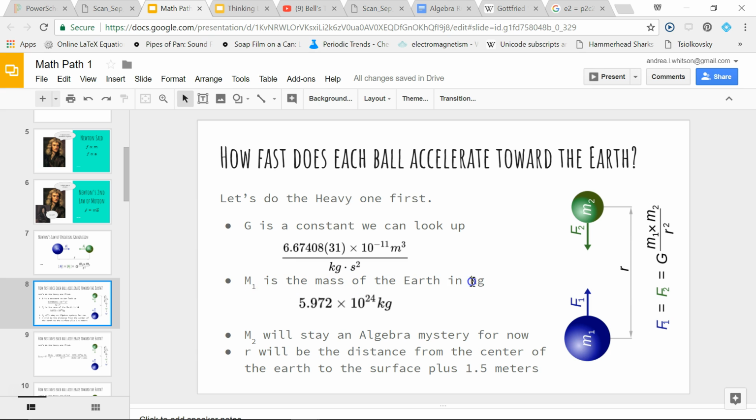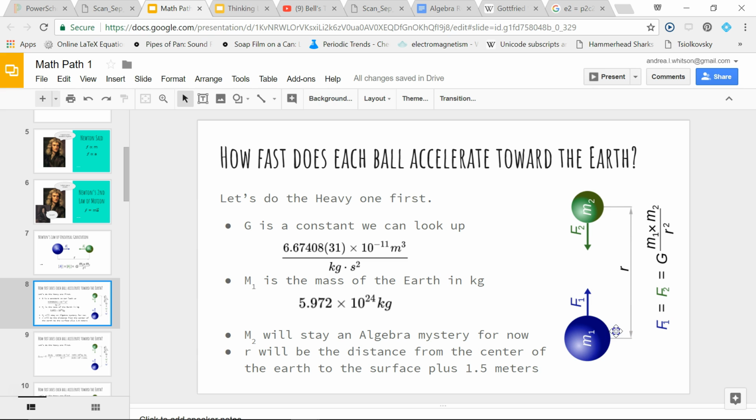M1 is the mass of the Earth in kilograms, so this is the mass of the Earth down here. M2 will stay an algebra mystery for now. Could be any of you students in there. And r will be the distance from the center of the Earth to the surface plus 1.5 meters. Wow, 1.5 meters is actually really tall.